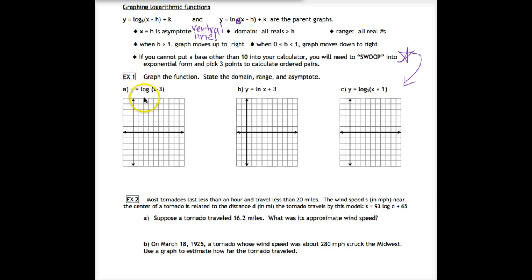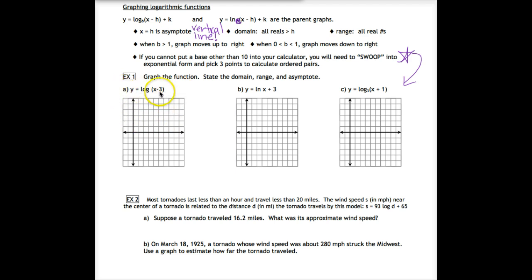All right, so let's look at some of these graphs. y equals log of x minus 3. Because no base is written, that means that the base is 10. This is our common logarithm. So you're obviously not going to know log of numbers off of the top of your head. So we can use the calculator for this to come up with our points.